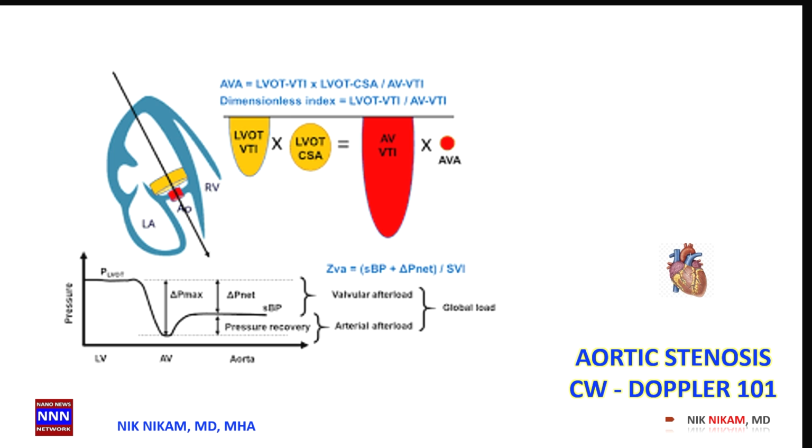So I already mentioned how to calculate the aortic valve area. We take the left ventricular outflow tract VTI and left ventricular cross-sectional area. And here the question mark is aortic valve area, which we don't know, but we know aortic valve velocity time interval. So using this formula, we can calculate the aortic valve area.